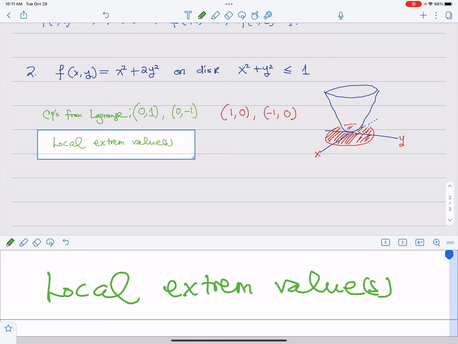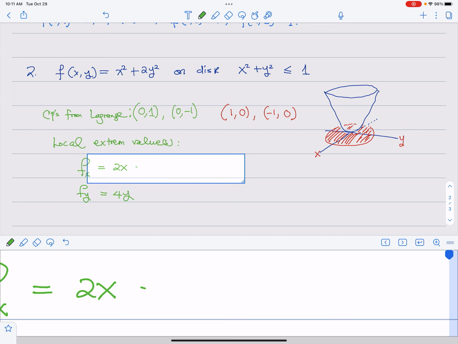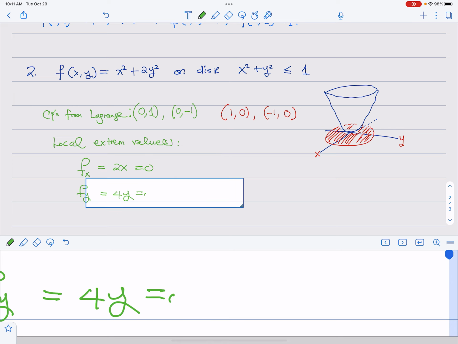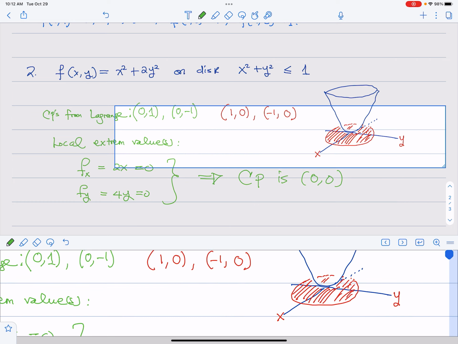All we need to do is to find the partial derivatives and set them equal to 0. Basically, they're regular critical points. All right, set this equal to 0, set this equal to 0. This means that we get x is 0 and y is 0, and the critical point here is 0, 0. So we have this critical point right here, okay?